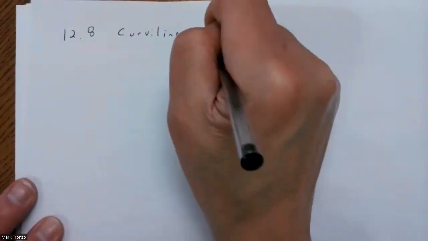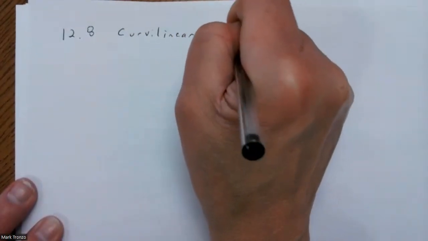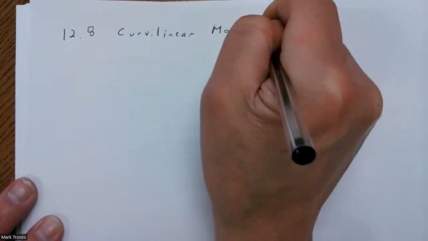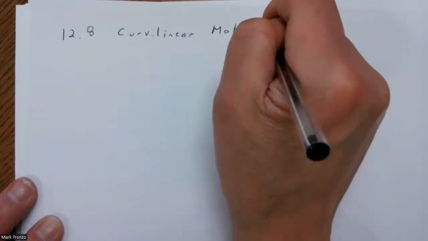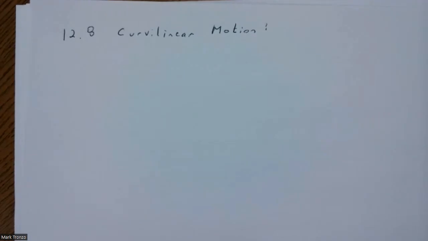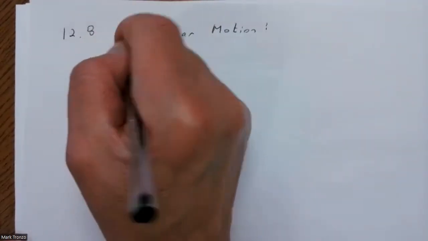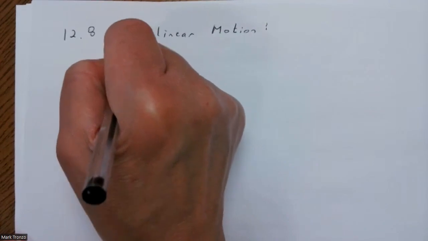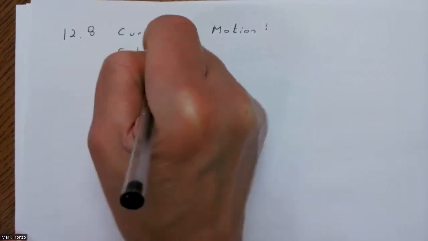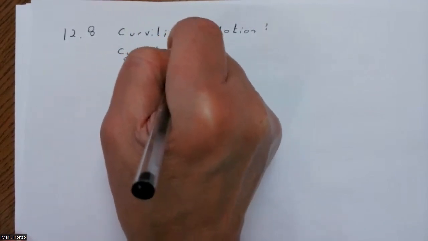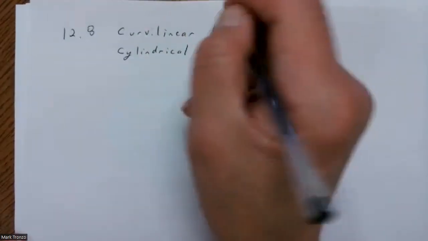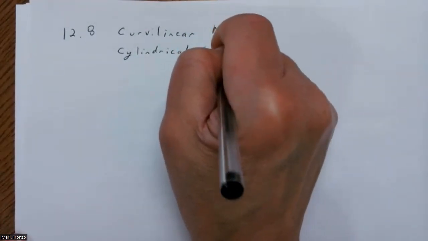Curvilinear motion. For the last section, we used normal components and tangential components. Sometimes it's helpful to use polar and cylindrical coordinates. They call it just cylindrical. It's really kind of a combination of cylindrical and polar. They're really almost the same.